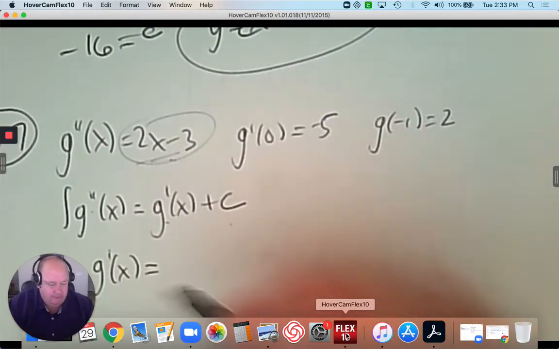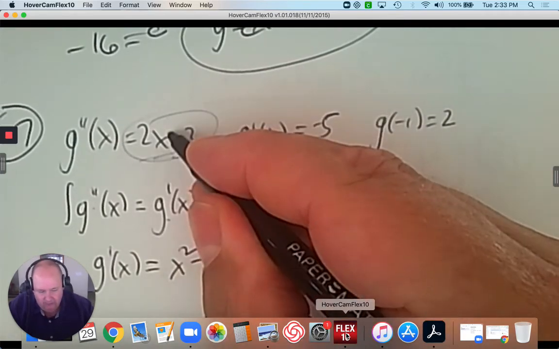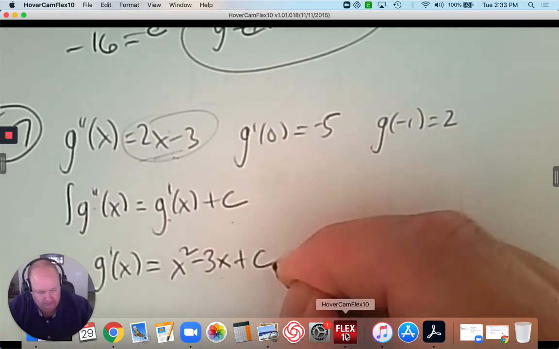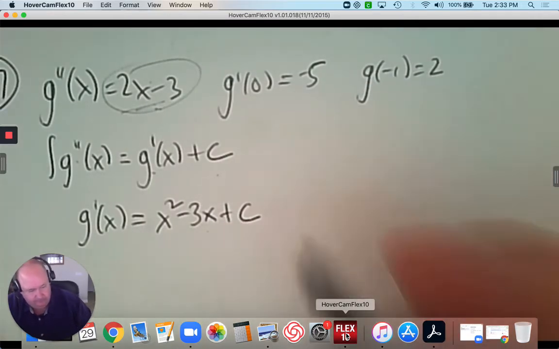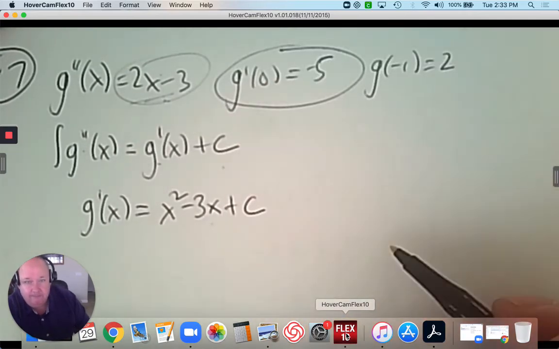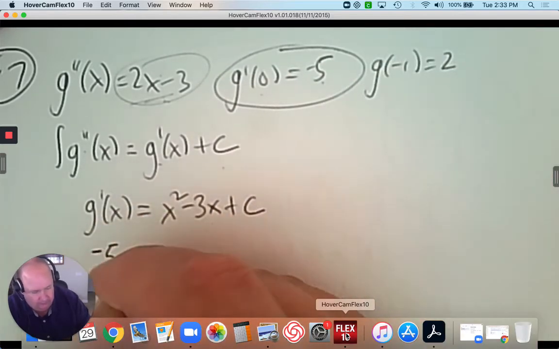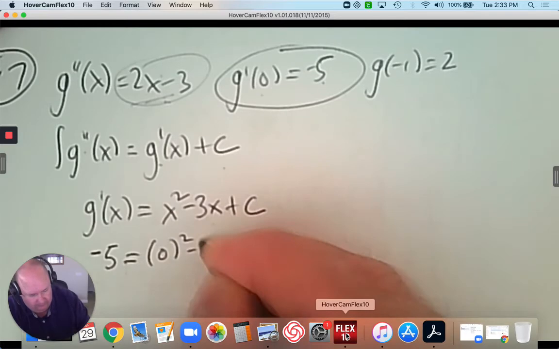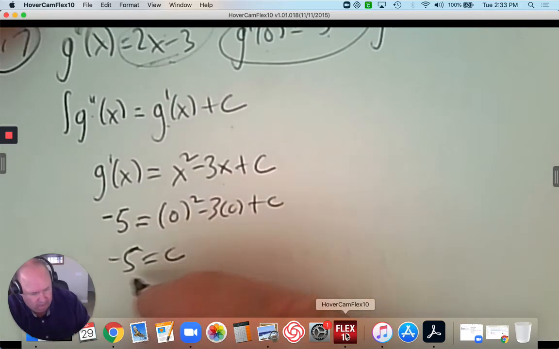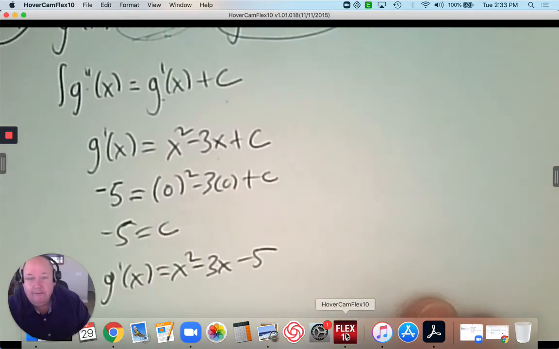So the antiderivative there would be x squared subtract 3x. You add 1 to the exponent, that's 2, and divide, you get 1x squared. Negative 3 is just negative 3x, and then the constant. Now we have a value to plug in. It says g prime at 0 is negative 5. So that's the y coordinate, and this is the x coordinate. It wouldn't take much work here to know that c must equal negative 5. So the derivative then is x squared subtract 3x subtract 5.